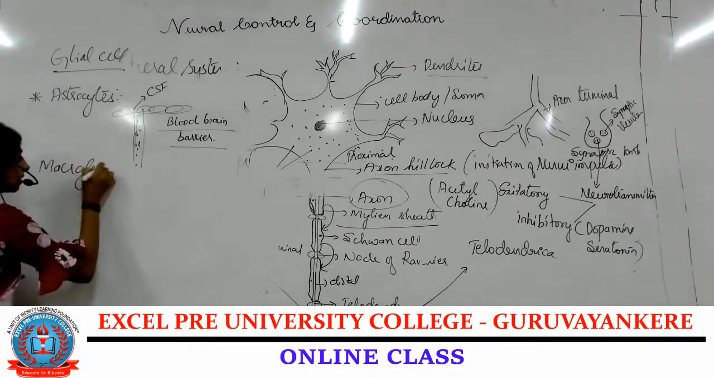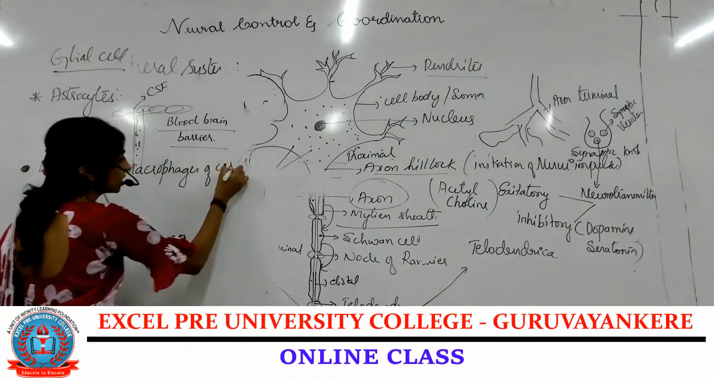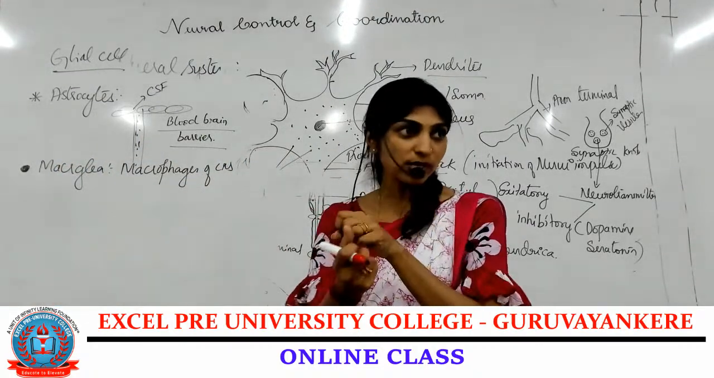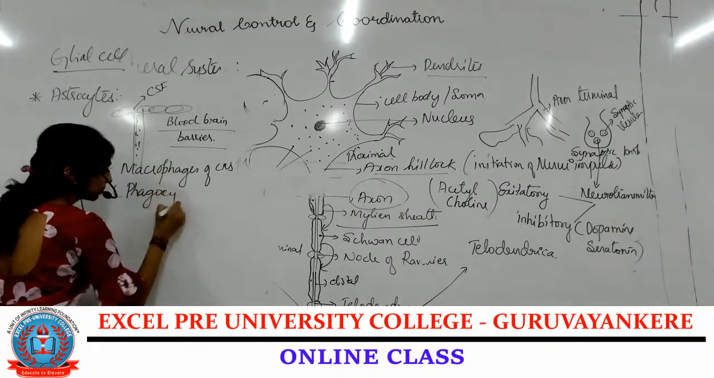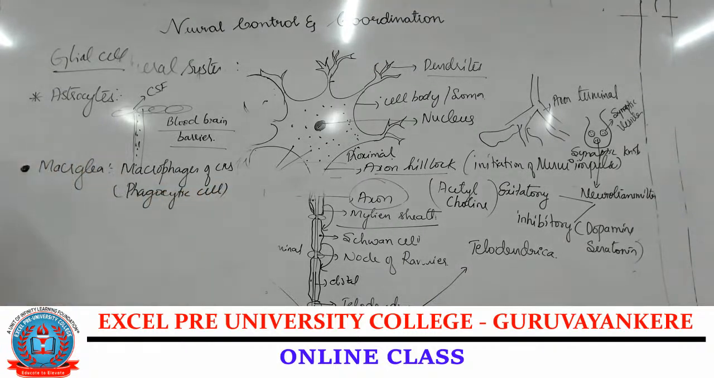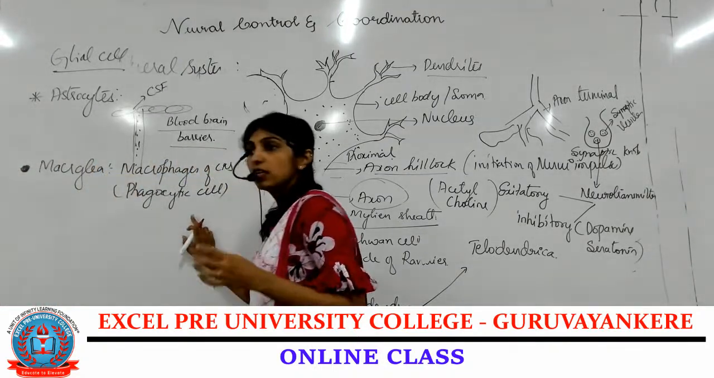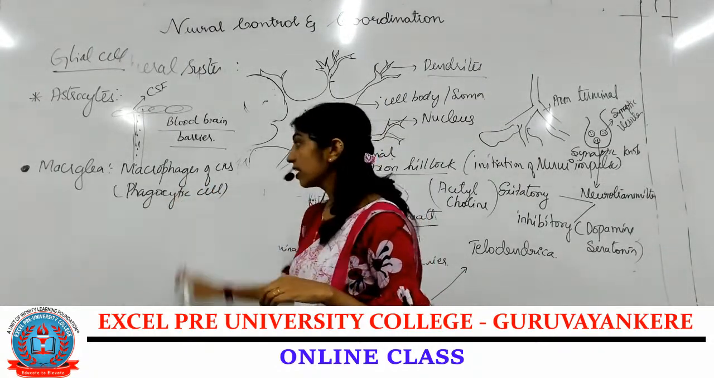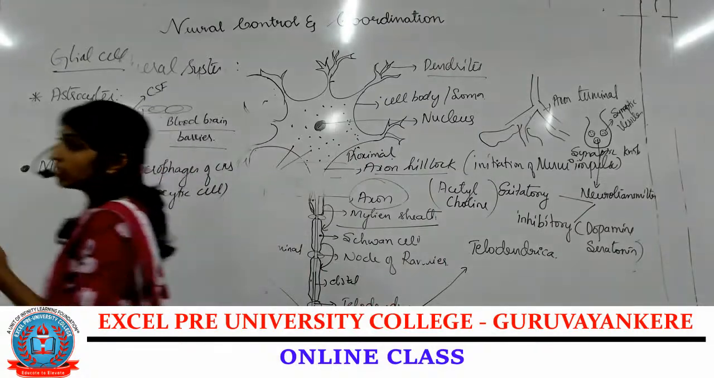macroglia. They are the macrophages of the central nervous system. What is the function of macrophages? Phagocytic, or in simple terms, you can say phagocytic cell. If there is any infection, or any pathogen entering, that will be engulfed by this macroglia. Okay, they engulf and they kill these pathogens. They are the macrophage cells, or they are called phagocytic cells. Is it clear?